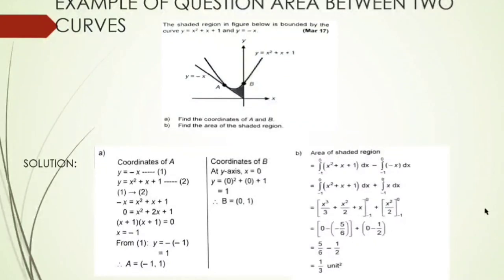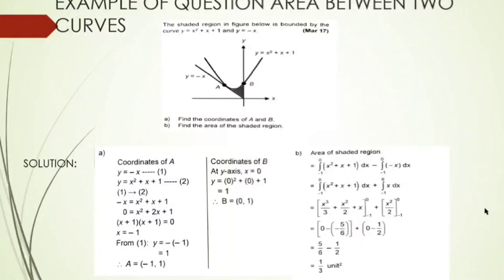The example of a question on the area between two curves. The question: the shaded region in the figure below is bounded by the curve y equals x squared plus x plus 1 and y equals negative x. For question A, find the coordinates of A and B.